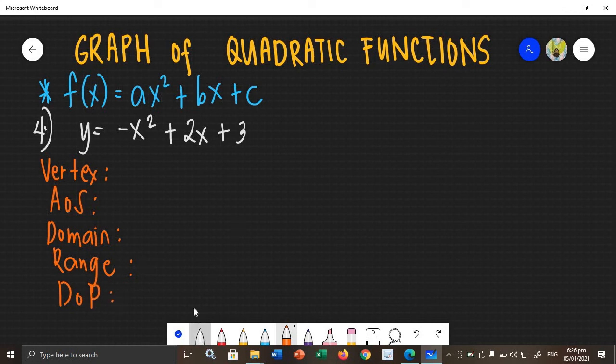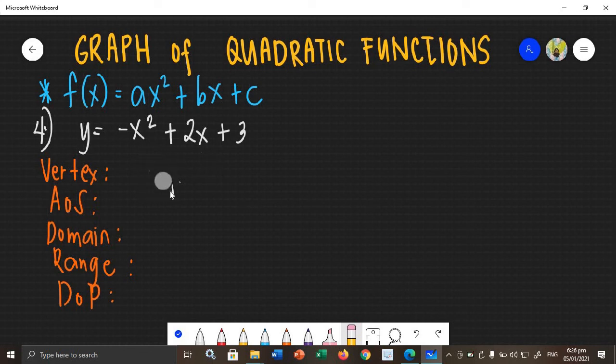So, the vertex of this, there is a formula to get the vertex of quadratic equations in standard form, no? So, you're going to use the formula for getting h, negative b over 2a, and for getting k, 4ac minus b squared all over 4a. So this is the formula for you to be able to find the vertex. But then, I already discussed that part.